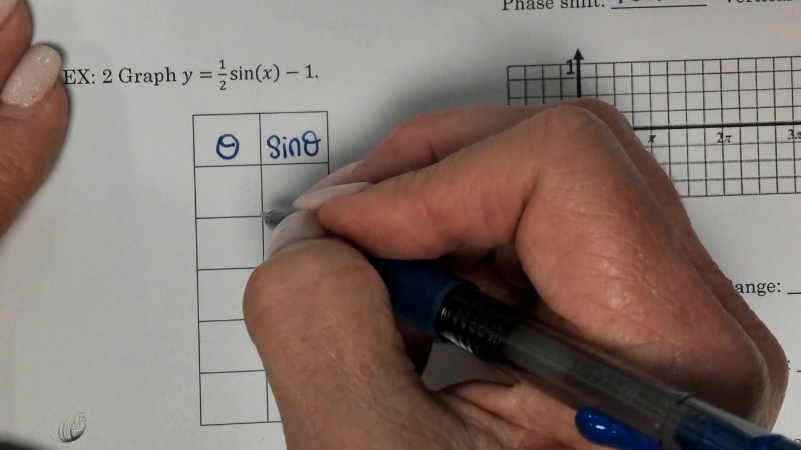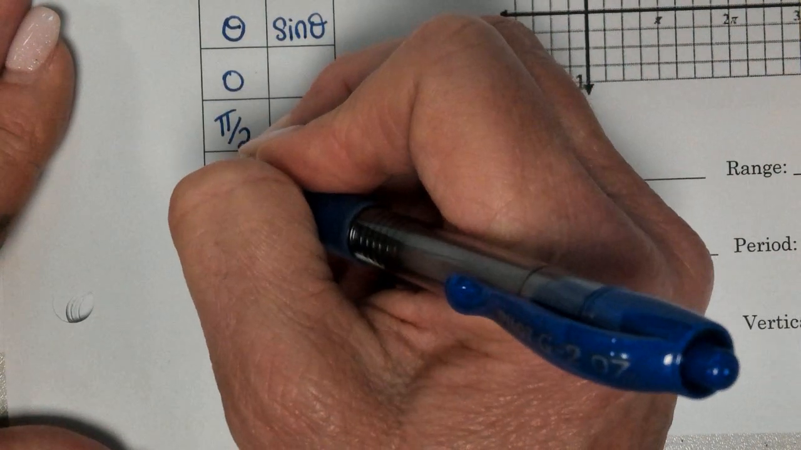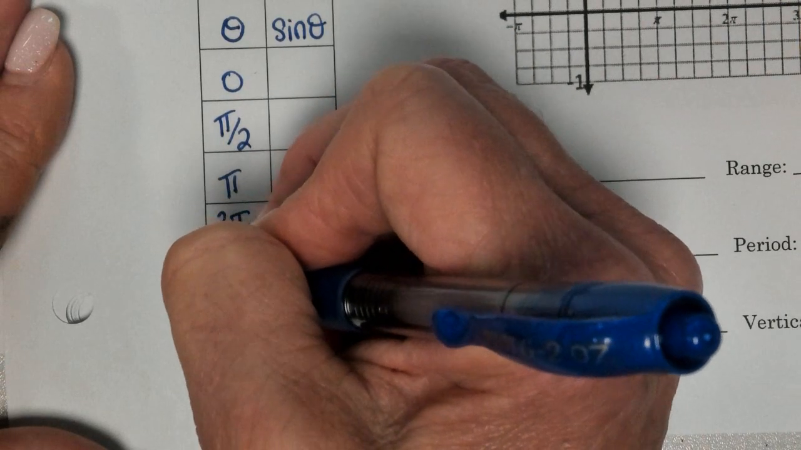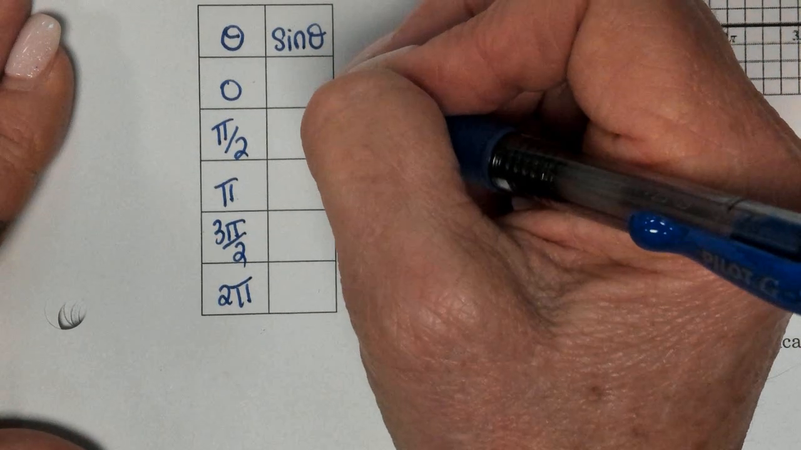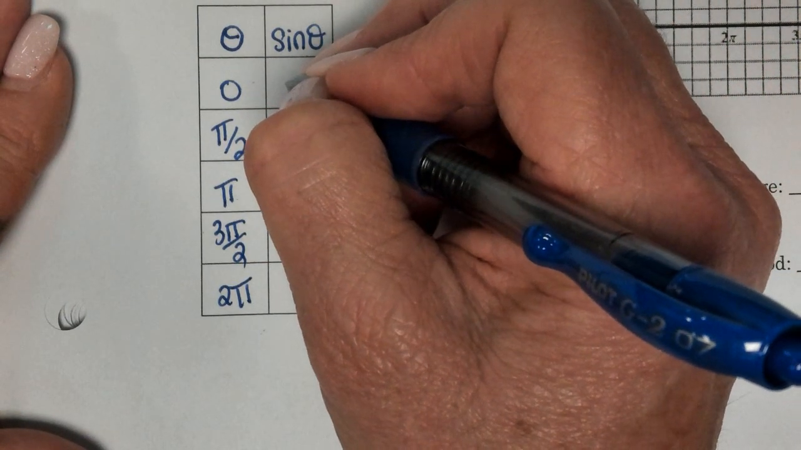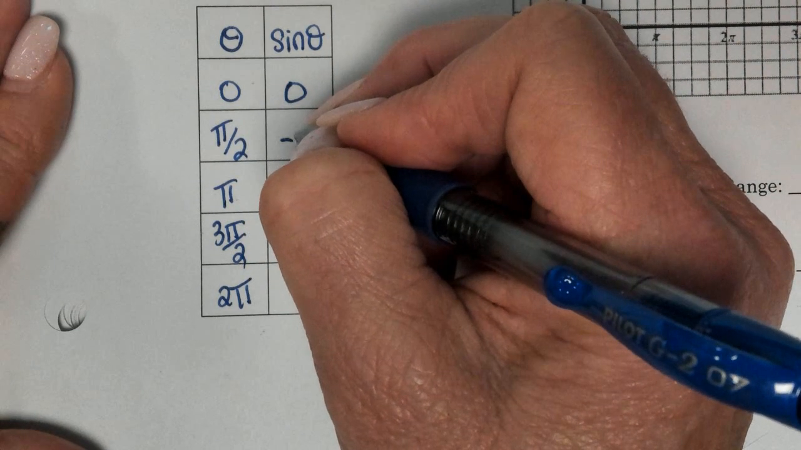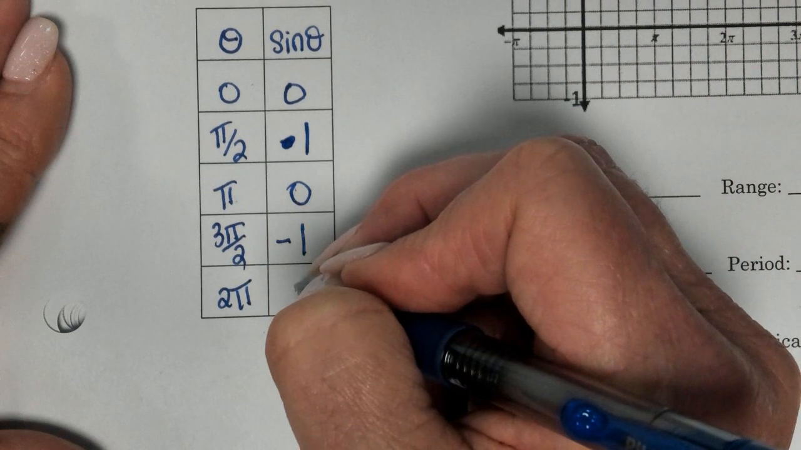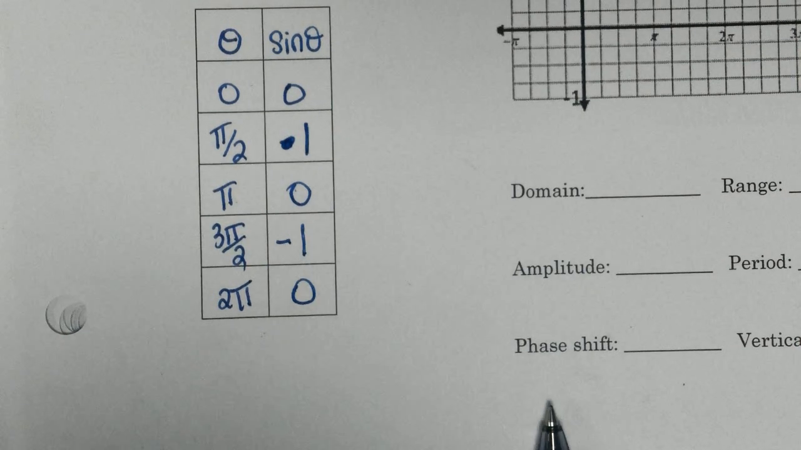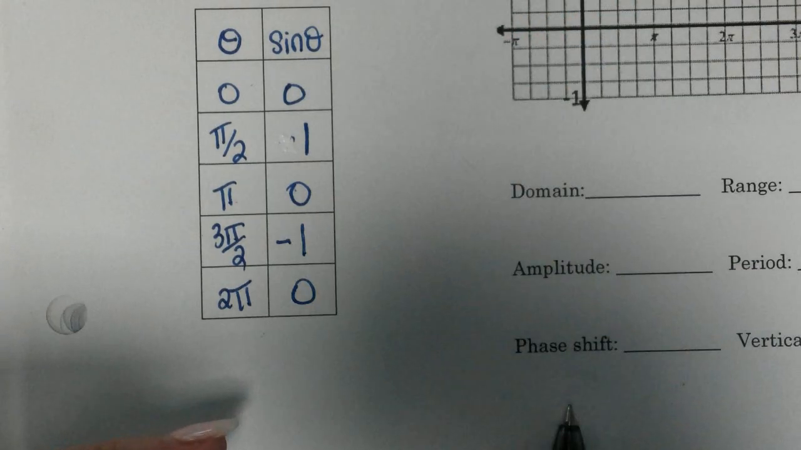What are our angles? 0, pi over 2, pi, 3 pi over 2, and 2 pi. Same as cosine. And then our output values. Sine of 0 is 0, sine of pi over 2 is +1. Then we go back to 0, then -1, and then 0. So always using these same 5 key points, making sure your output values are correct for sine and for cosine.